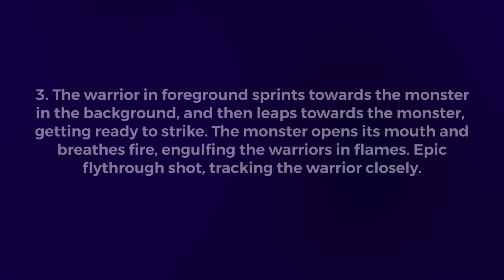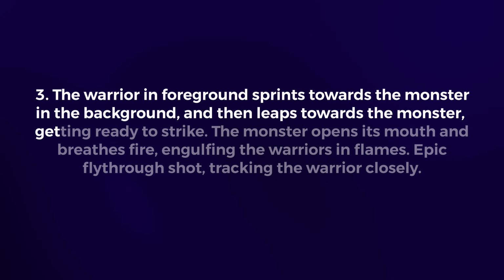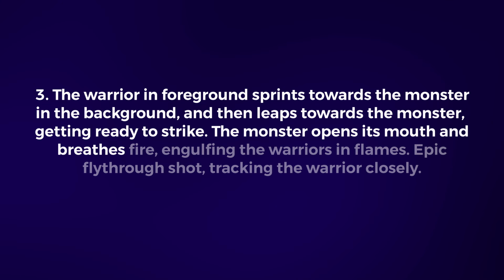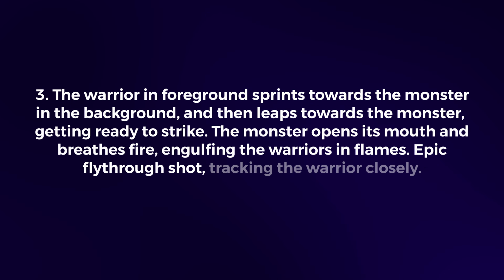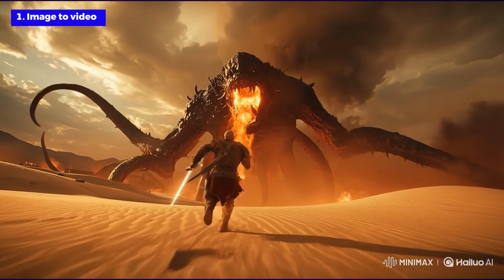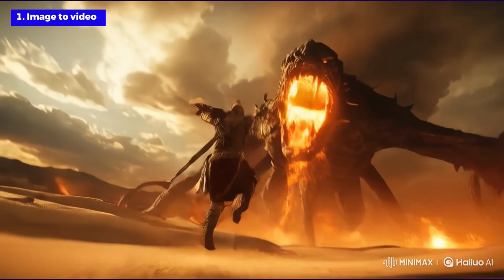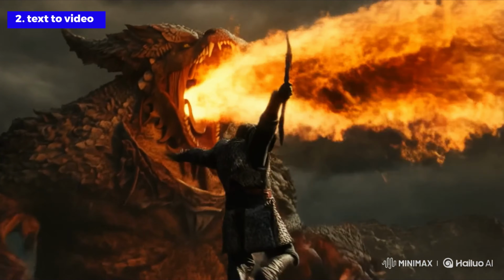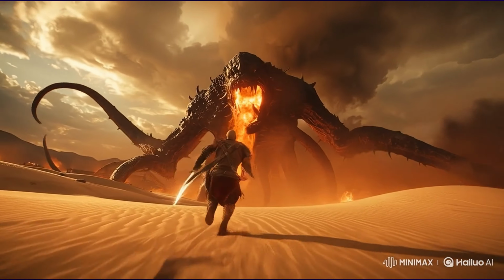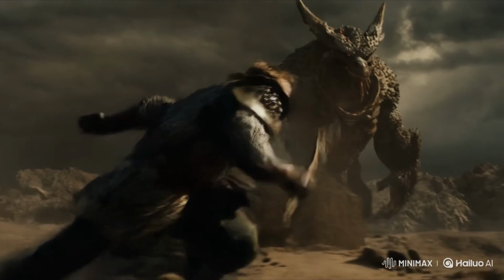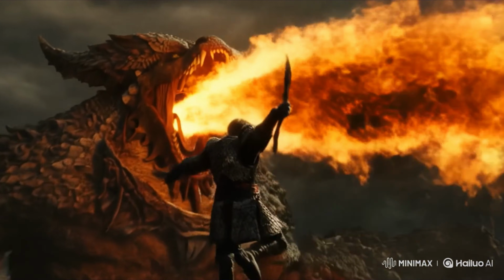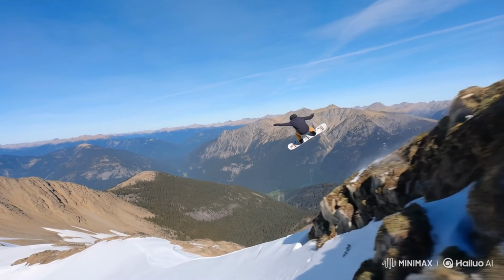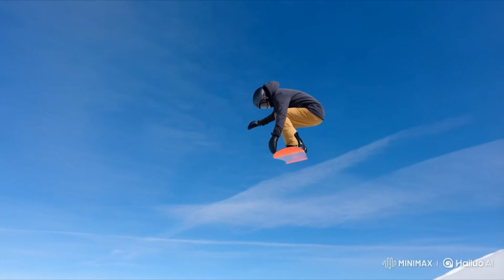And here is the next prompt. The warrior in foreground sprints towards the monster in the background, and then leaps towards the monster, getting ready to strike. The monster opens its mouth and breathes fire, engulfing the warriors in flames. Epic fly-through shot tracking the warrior closely. For the first one, I used an image for the first frame, and the second one is just normal text to video. Now, let's push further. I'll show you some insane generations created in minutes. Each is numbered. You'll find full prompts in the description.